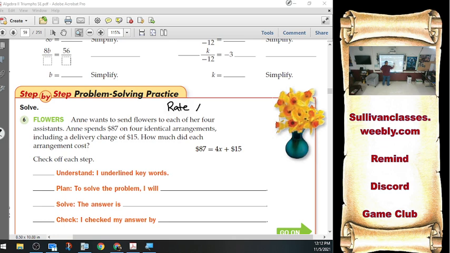Rate x plus start equals total. Where rate, start, and total are going to be numbers. Okay? Super common. It's called a linear equation.